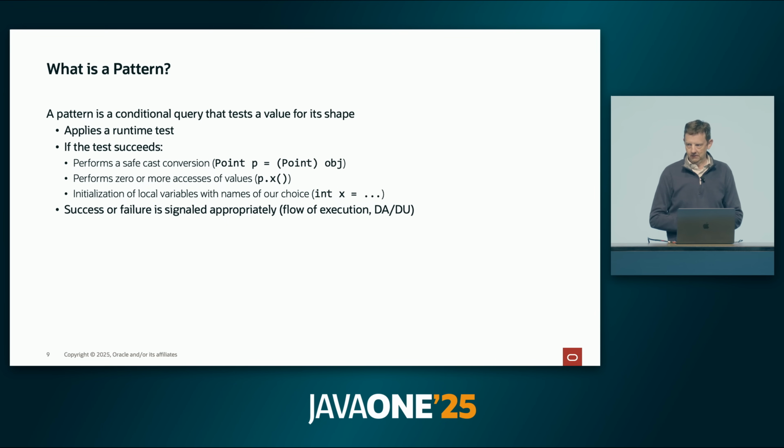It does the casting for you, it does the accesses for you, and it initializes the variables. You just provide the names, tell it what variables you need, and by performing the pattern test, you automatically get those variables available to you to write your code.